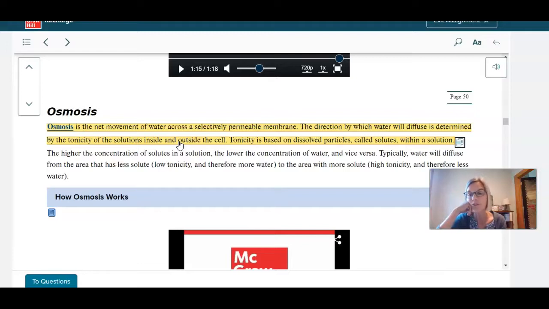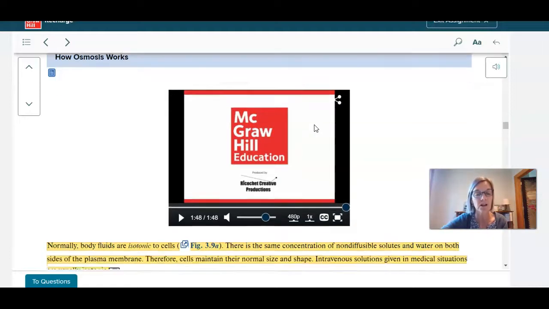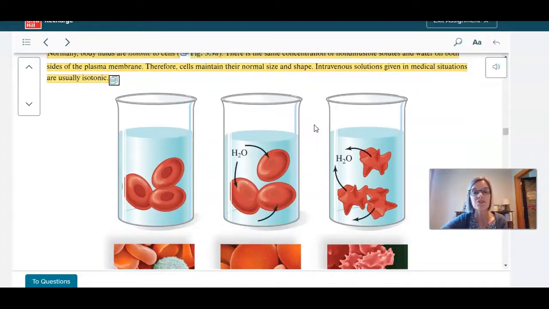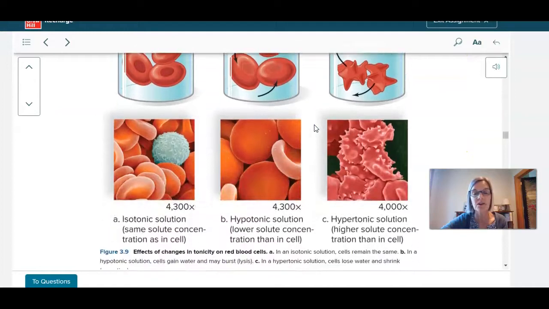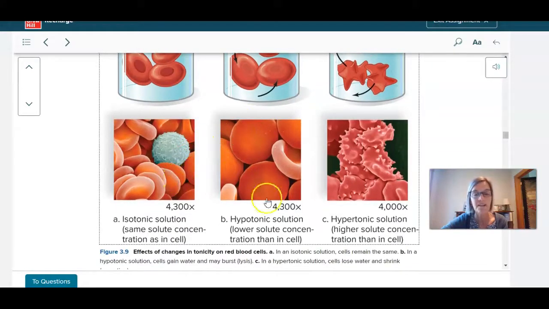Well, how do you know the concentration of the water? If you have a high amount of salt, you have a low amount of water, or if you have a high amount of protein, any kind of solid, well, many kinds of solids, solutes, if you have a high amount of protein, you have a low amount of water. There is a video here that talks about it, and like I said, there's some information in the lab that also will help you. But what you're shooting for is trying to understand what's going on in this diagram here, this picture. And there's three different kinds of solutions. There's isotonic, hypotonic, and hypertonic.